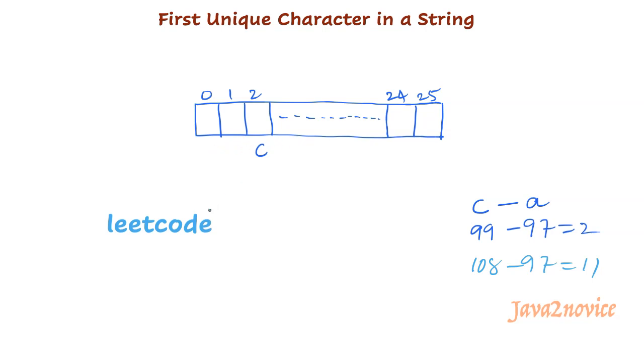Once we count all the characters, then again iterate over the string and find the first character with count as 1 in this array. That character will be the first occurring non-repeating character. Return its index back. This is the logic. Hope you understood. Now let's write code.